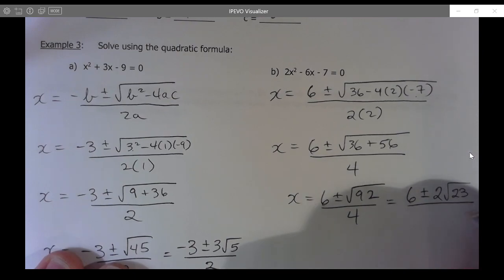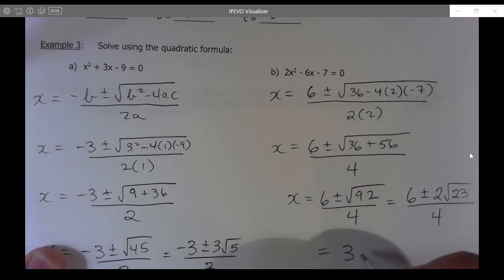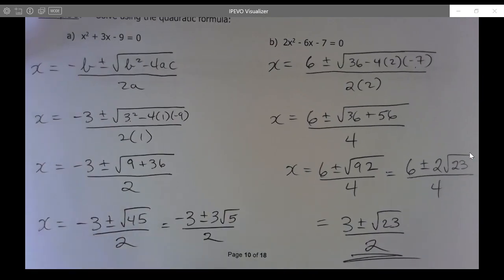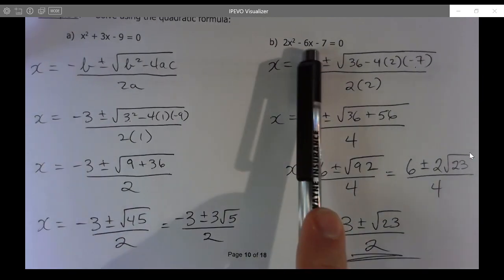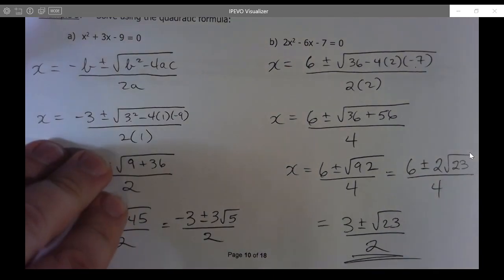And all over 4. And now I can factor a 2 out of those two things and out of that thing. So that's going to leave me with 3 plus or minus the square root of 23 over 2. And that is the simplified answer for the x-intercepts of this equation, or the solutions, or the zeros, or the roots, whatever term you'd like, out of the 4 you have to choose from. Okay, so that was page 10.